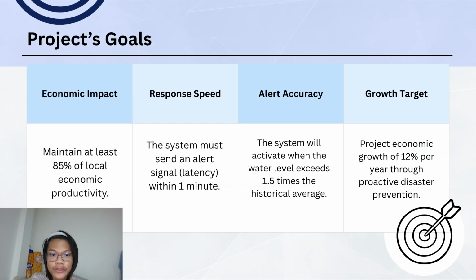To ensure the project's effectiveness is quantitative, we have set 4 key performance indicators. First, economic productivity must be maintained at least 85%. Second, system latency must ensure alerts are issued within 1 minute. Third, the system will trigger when water levels are 1.5 times the average. Fourth, we anticipate that successful flood prevention will contribute to 12% annual economic growth.